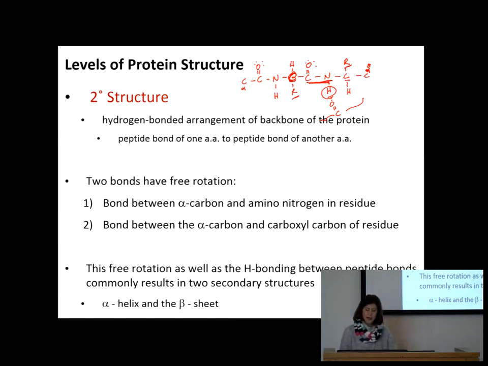So when I say the interactions of the backbone, I'm talking about that hydrogen that's bound to the nitrogen interacting with an oxygen on another carbonyl. Do you want me to say that again? The hydrogen on the peptide bond, on the nitrogen of the peptide bond, is going to hydrogen bond with the oxygen of a carbonyl down the road. Does everybody see that this is going to be a hydrogen bond?